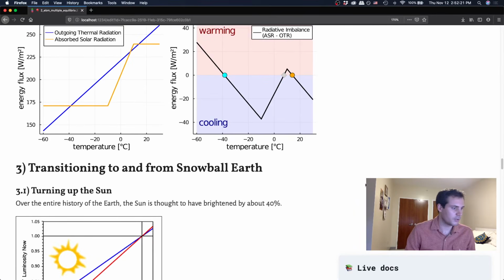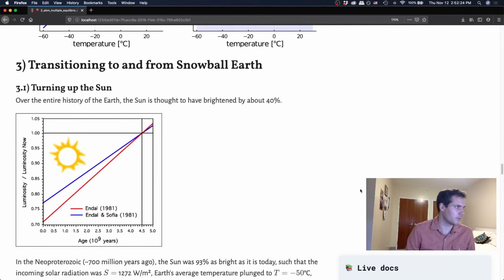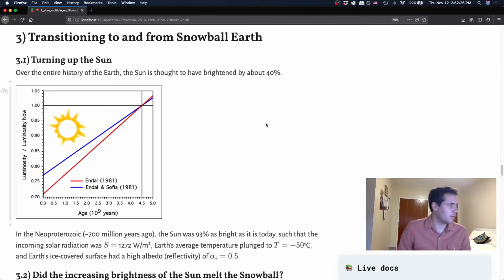Okay, so how does this matter for the snowball Earth problem we were talking about? Well, things haven't always been the same on planet Earth over the last 700 million years. One of the things that has changed is that the sun has gotten brighter. So this is a plot which shows the brightness of the sun relative to today. A value of 1 is the present day brightness, and 0.7 is 70% as bright, from the beginning of Earth's history, 4.56 billion years ago, to present. And what we see is that the sun has brightened about 40% since then.